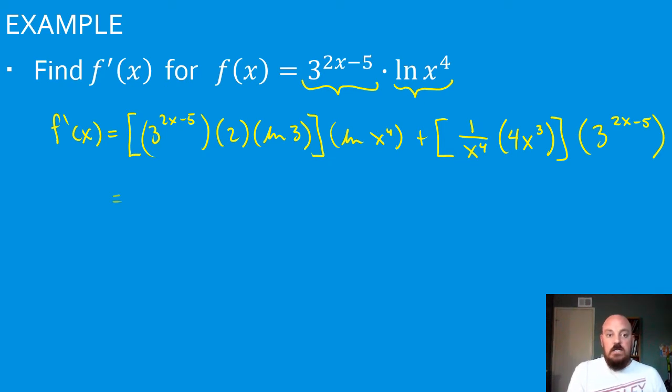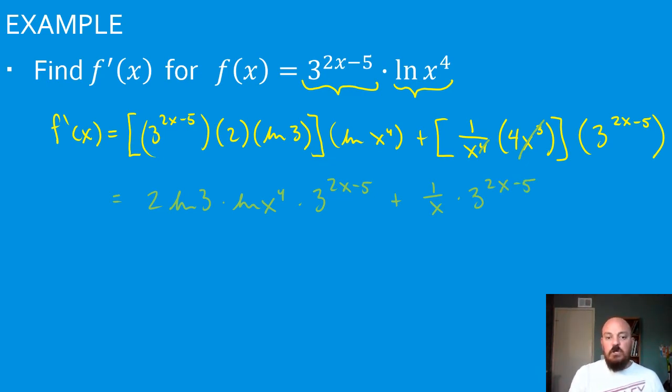The first one, I'll basically just push it all together. You get 2 natural log of 3 times natural log of x to the fourth times 3 to the 2x minus 5 plus, now on the second one, this x cubed will cancel with 3 of those on the bottom, and you're just going to have 1 over x. So I'll have 1 over x times 3 to the 2x minus 5.